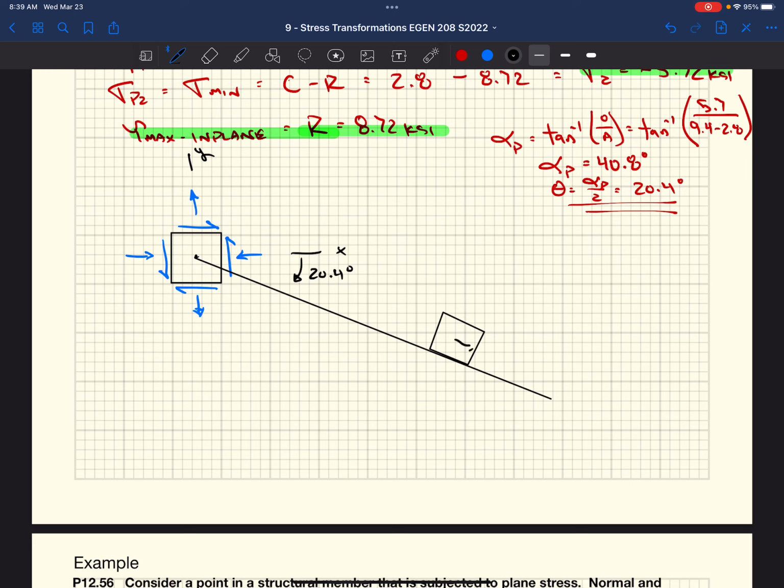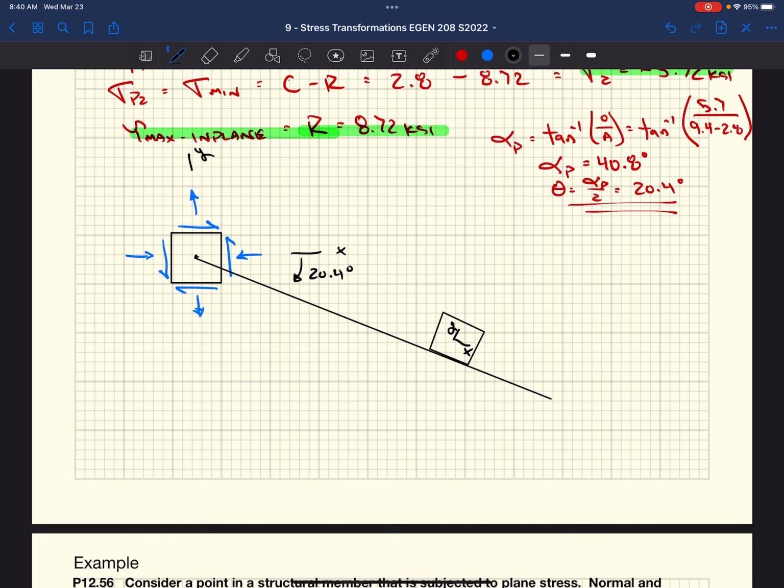Our coordinates now, right? We have x and y coordinates still for this element. They're just rotated downward. So we have our two principal stresses, right? Our maximum, sigma 1, is 11.52 KSI. Sigma 2 is negative 5.92 KSI.